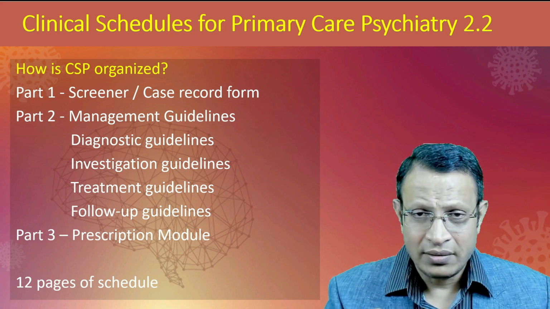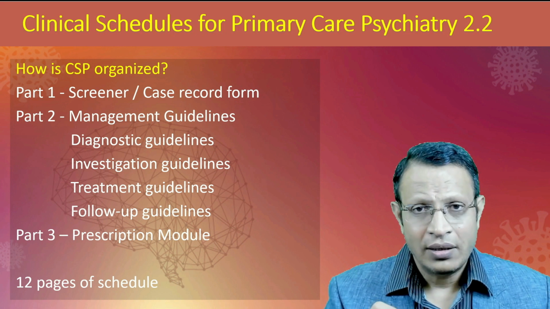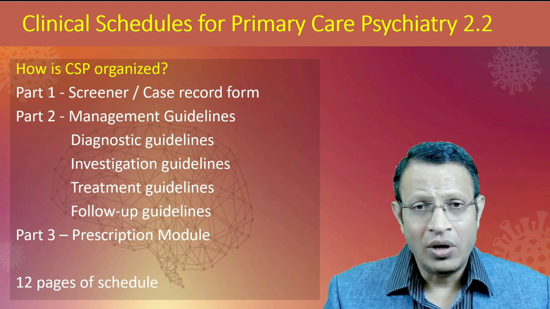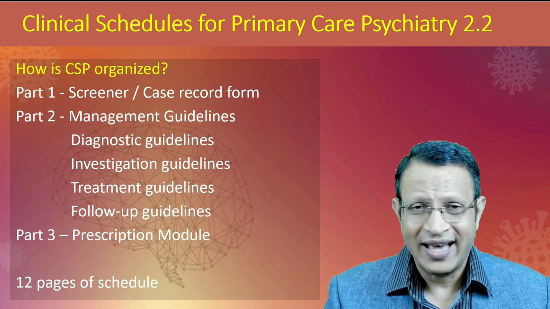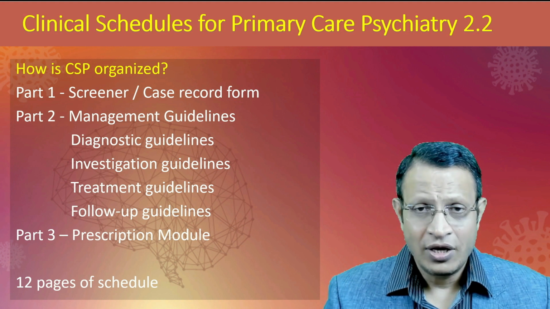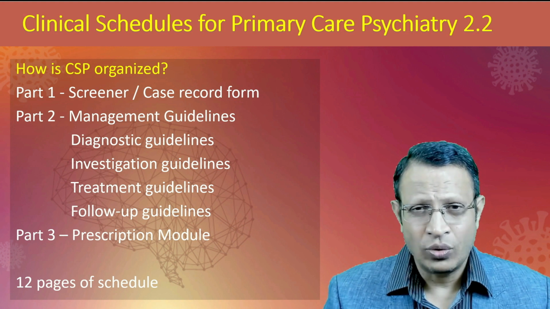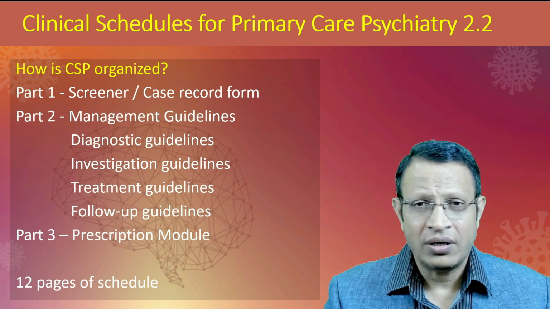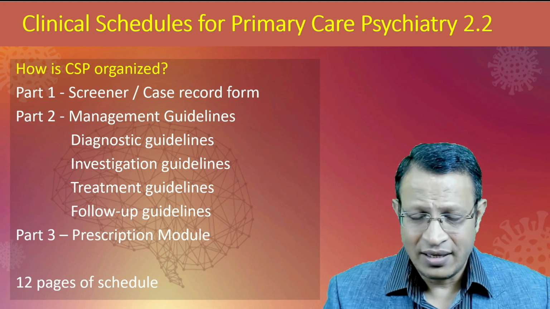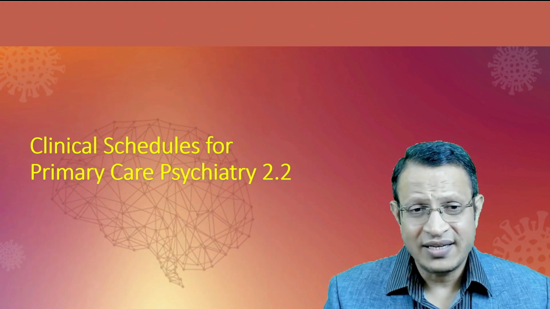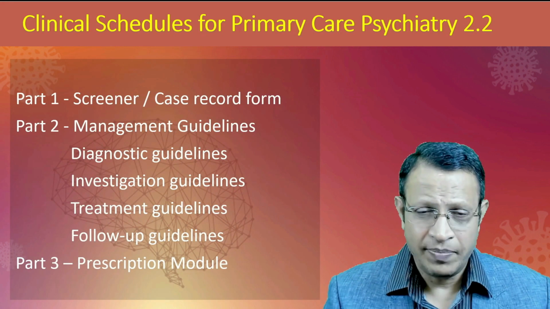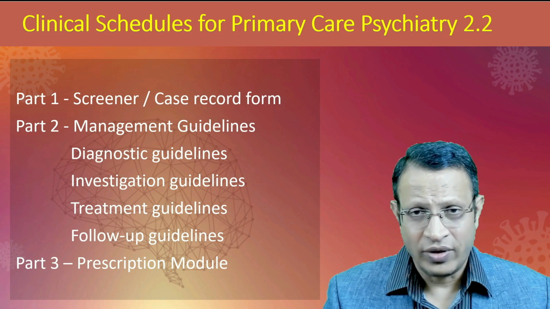All these parts 1, 2, 3 are available within 12 pages. That means the whole clinical schedule for primary care psychiatry has only 12 pages, including the cover page and the last page. So, my dear friend, it is a very simple tool which can be used by primary care doctors, family physicians, or any physicians who are treating general patients. Now, let's discuss this clinical schedule for primary care psychiatry. As I mentioned, it has 3 parts. Let's go through each one of them.